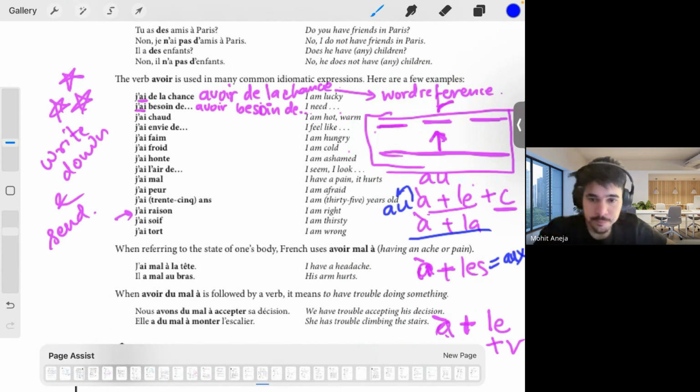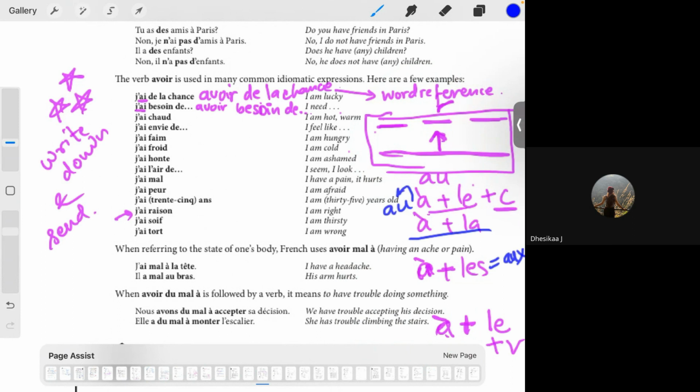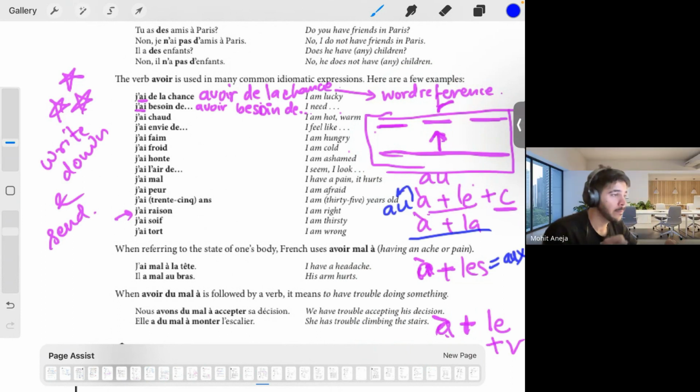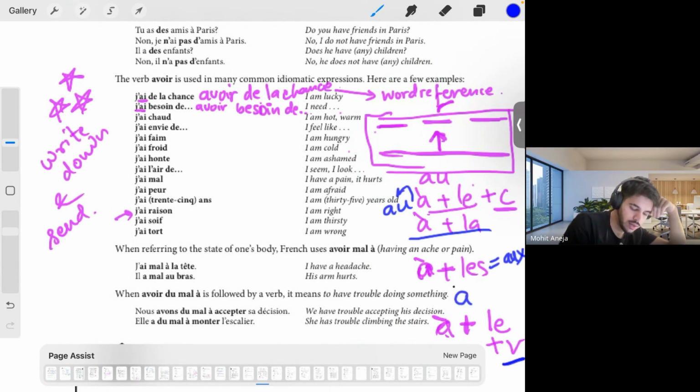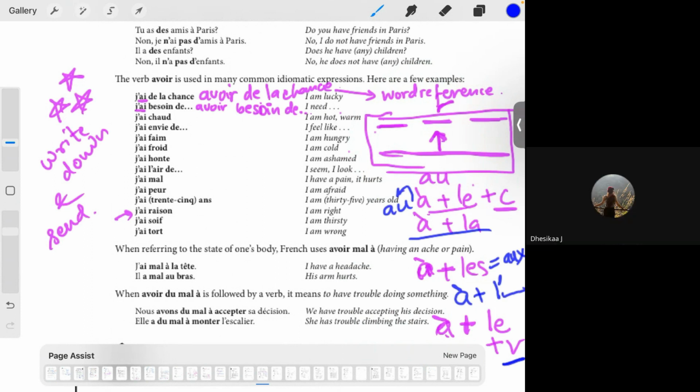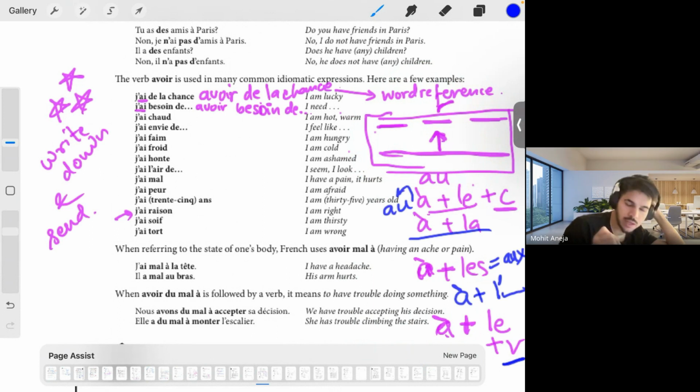Make sense? And then à plus l'. How will you say this? À plus l', sorry, plus a vowel this time. So this changes to à plus l' apostrophe and then you start the word with the vowel. Make sense? So "avoir mal à la tête."